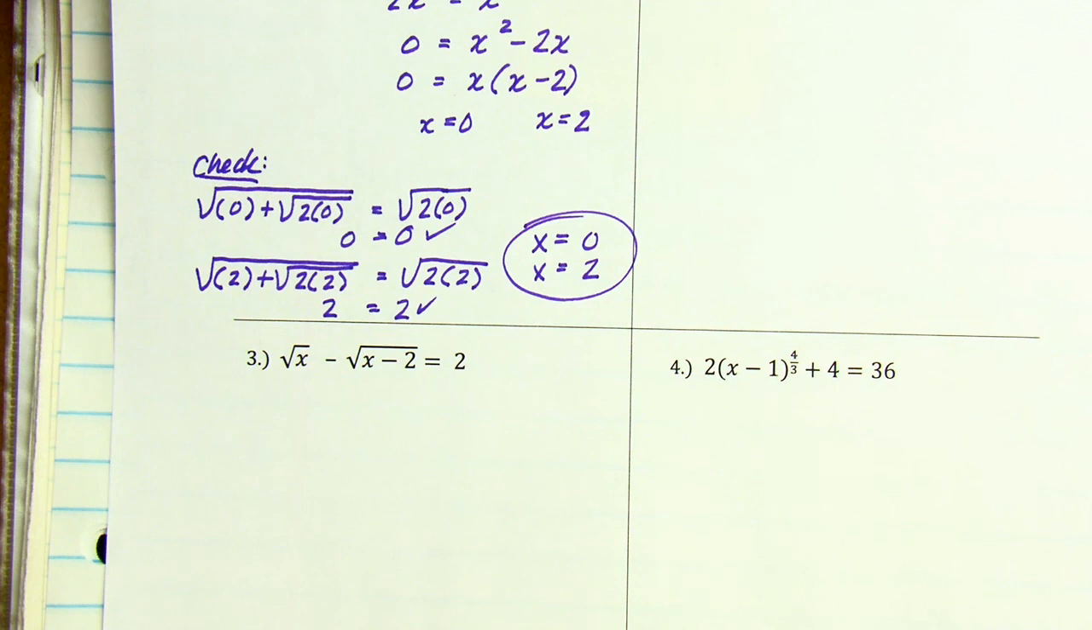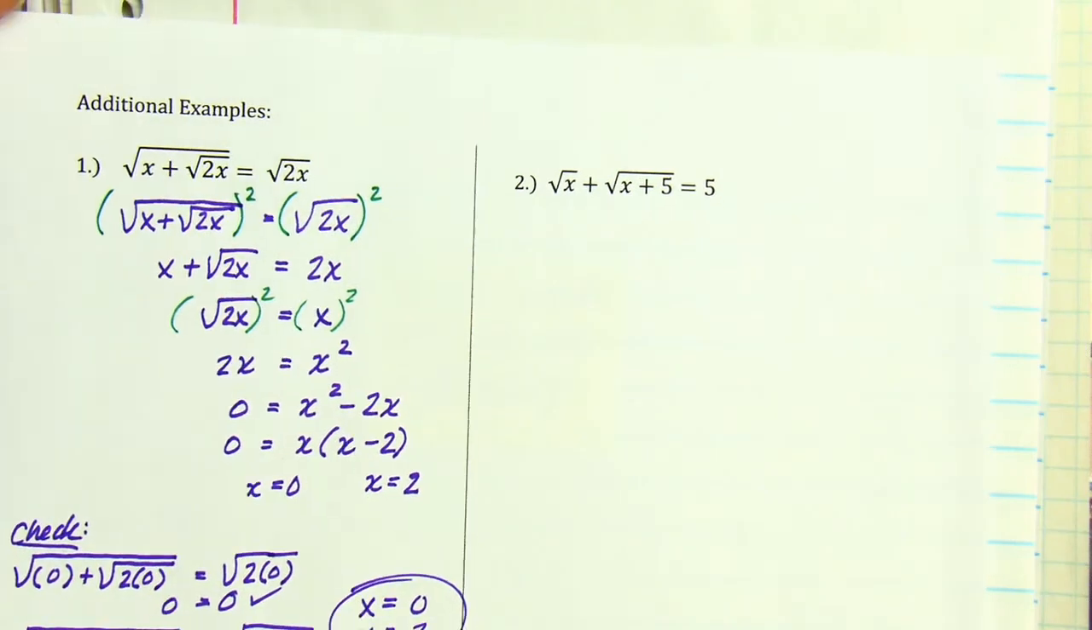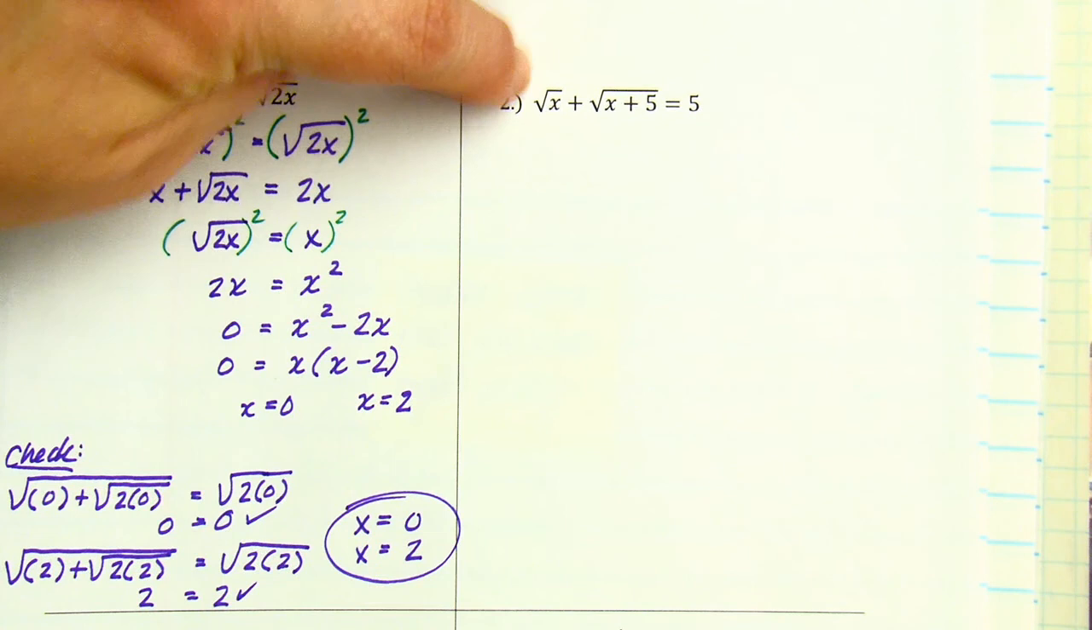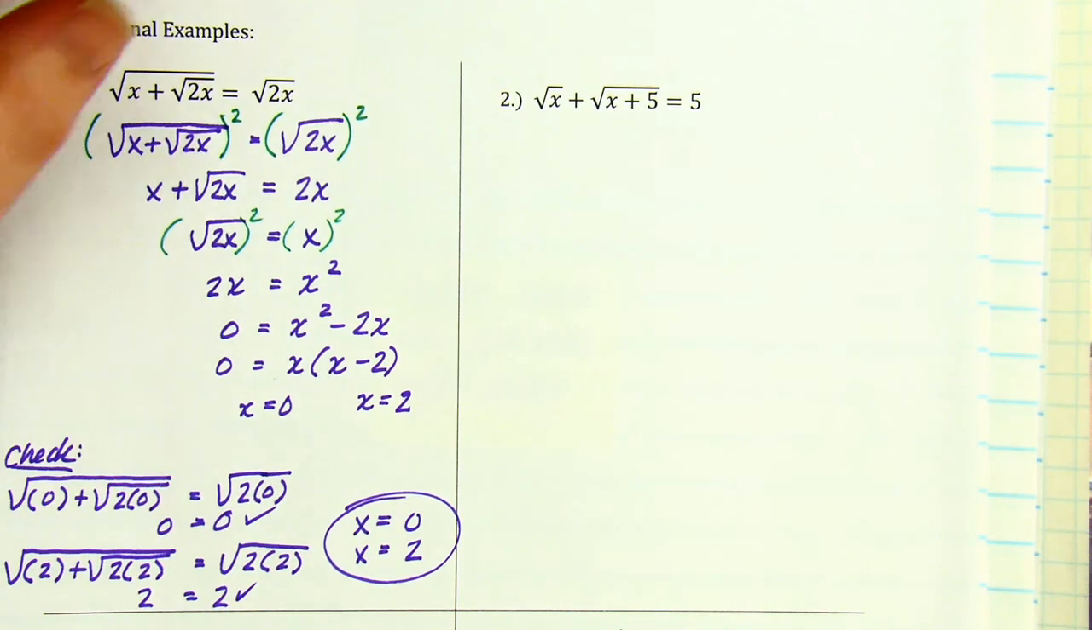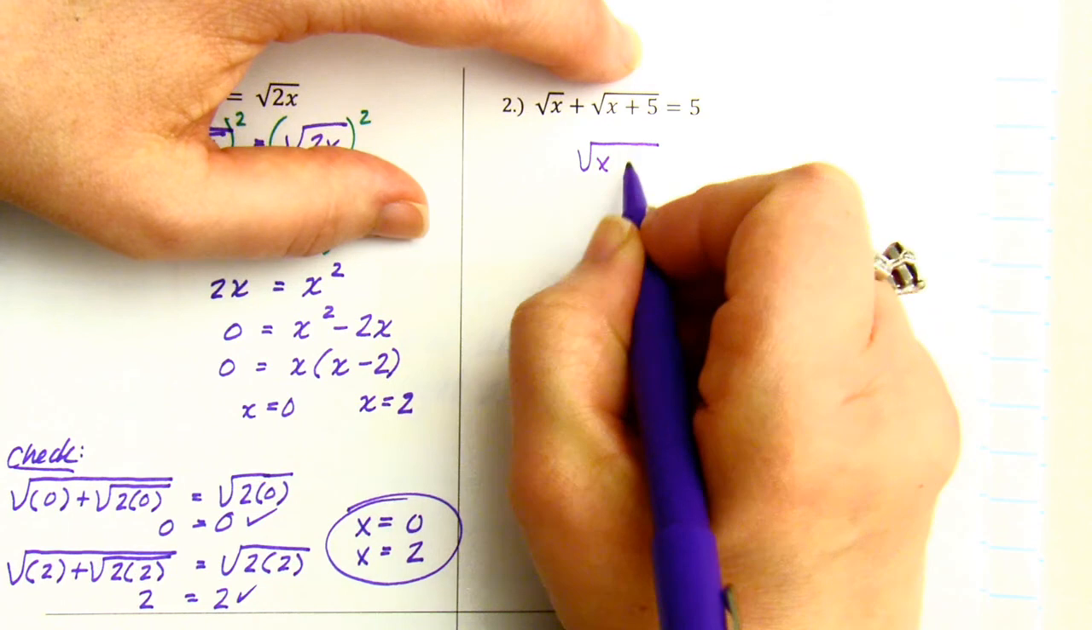All right, next example right next door. Again, if you want to try this on your own, you can. Well, maybe I wouldn't. Maybe let's do number 2, and then you can try number 3 on your own. So, I'm going to keep the bigger radical. No rhyme or reason. It's just what I do. One of them has to go to the other side.